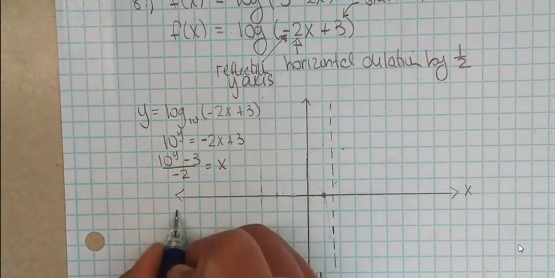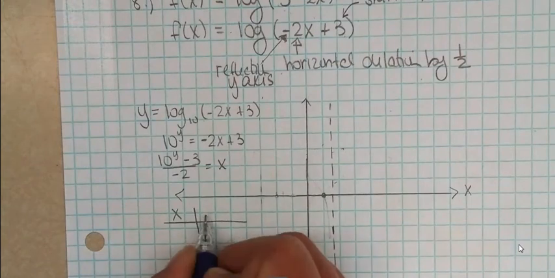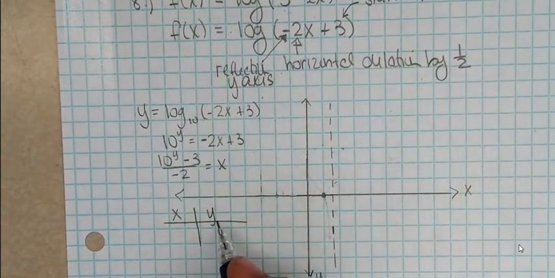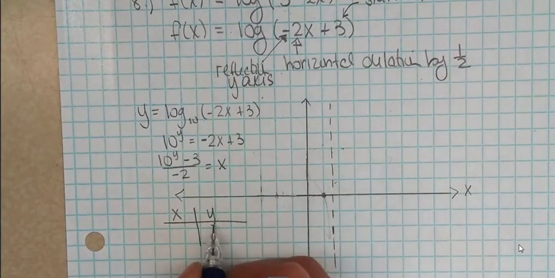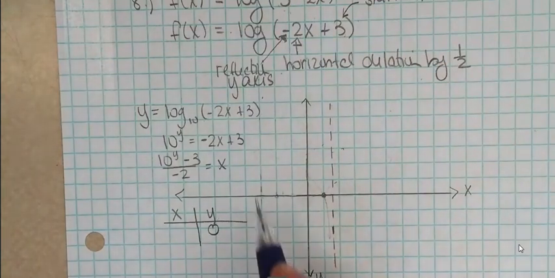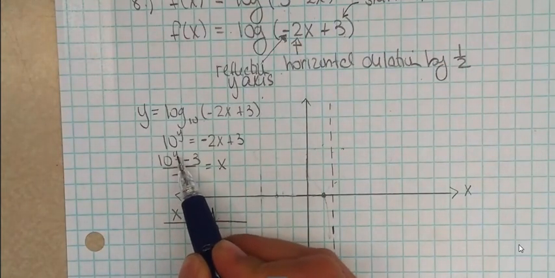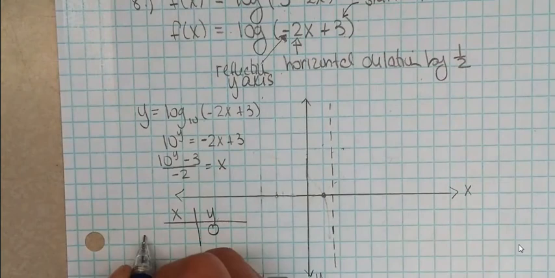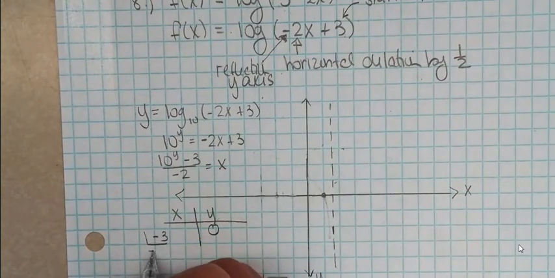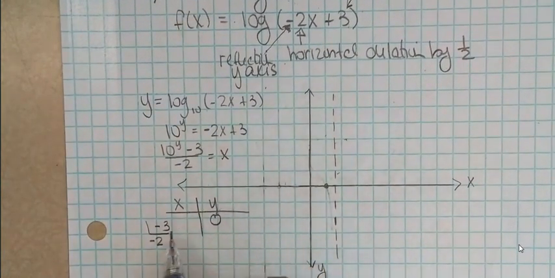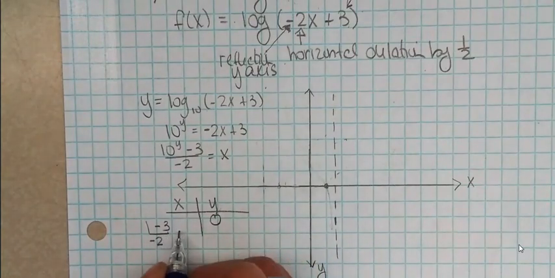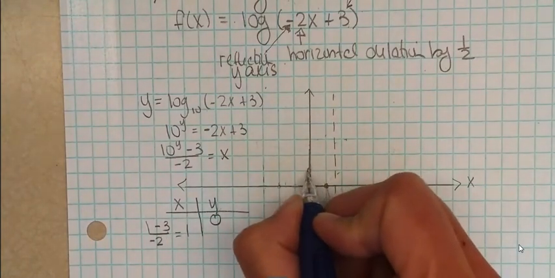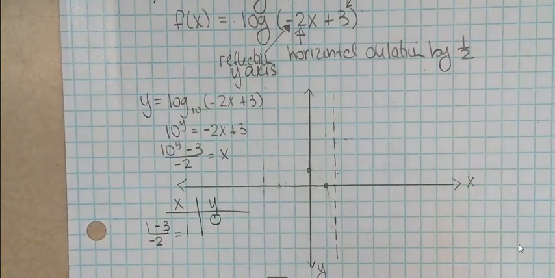Okay, and then what I can do is make an input-output chart. But what's going to end up happening is I'm going to plug in the y's and then get out the x's. So probably the easiest one is to plug in 0. 10 to the 0 is 1, minus 3, divided by -2. So if I do that, I get -2 divided by -2 is 1. Okay, and you can put a bunch of these into your calculator and figure it out.